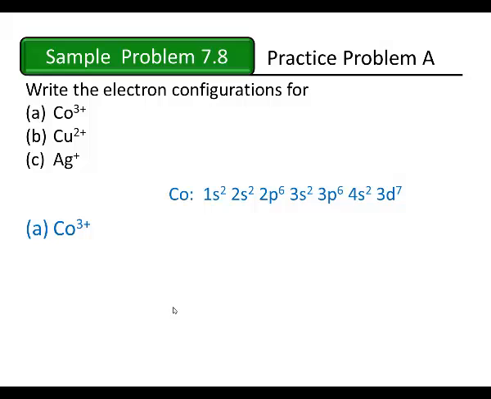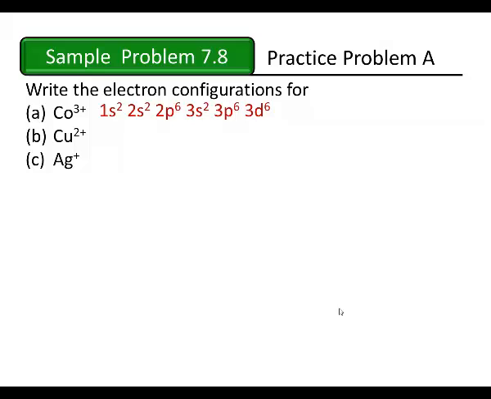If we remove 3 of these electrons to obtain a charge of +3, the electrons that we're going to take away are the electrons in the 4s subshell. There would be 2 of them, and that would mean that we also need to remove 1 of these 3d electrons. This loss is going to leave us with 1s2, 2s2, 2p6, 3s2, 3p6, 3d6 as the electron configuration for the cobalt ion that has a charge of +3.